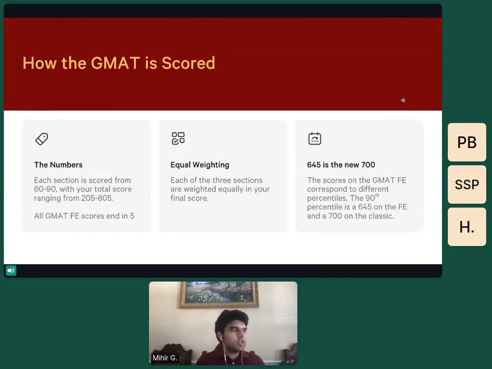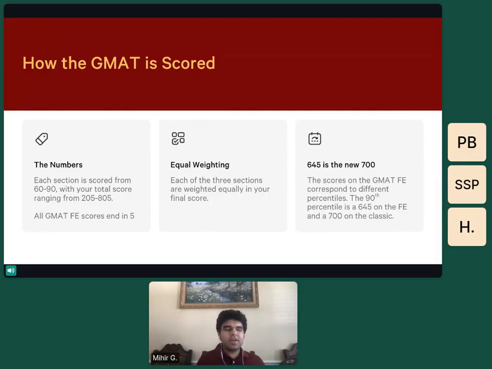So moving on to looking at scoring, the GMAT is scored in a kind of new way. Each section will be scored from 60 to 90, and each section will be weighted equally in your overall score. The new GMAT Focus Edition scores, all of them will end in 5, and the range will go from 205 to 805. Like I mentioned, all 3 sections are weighted equally in your final score.